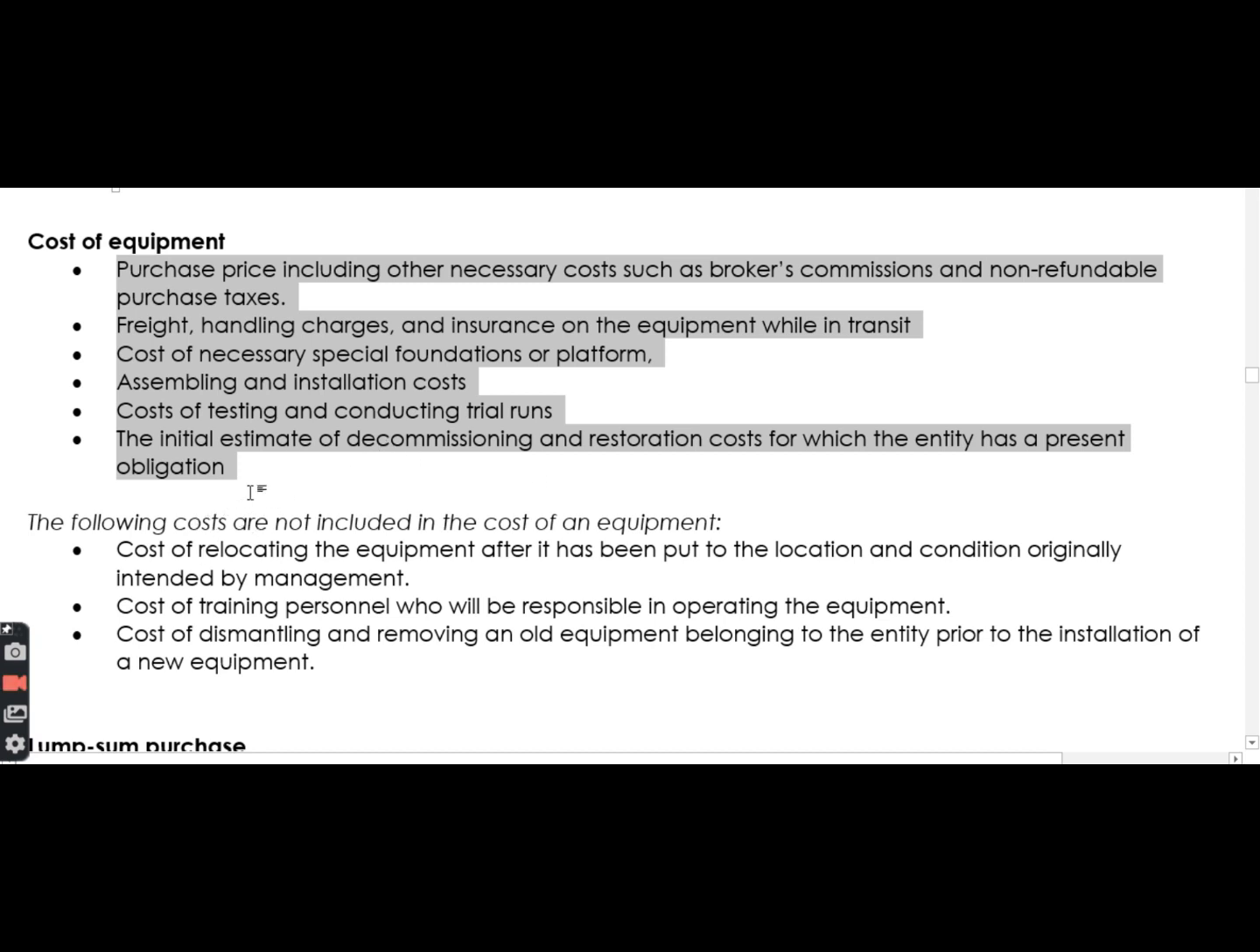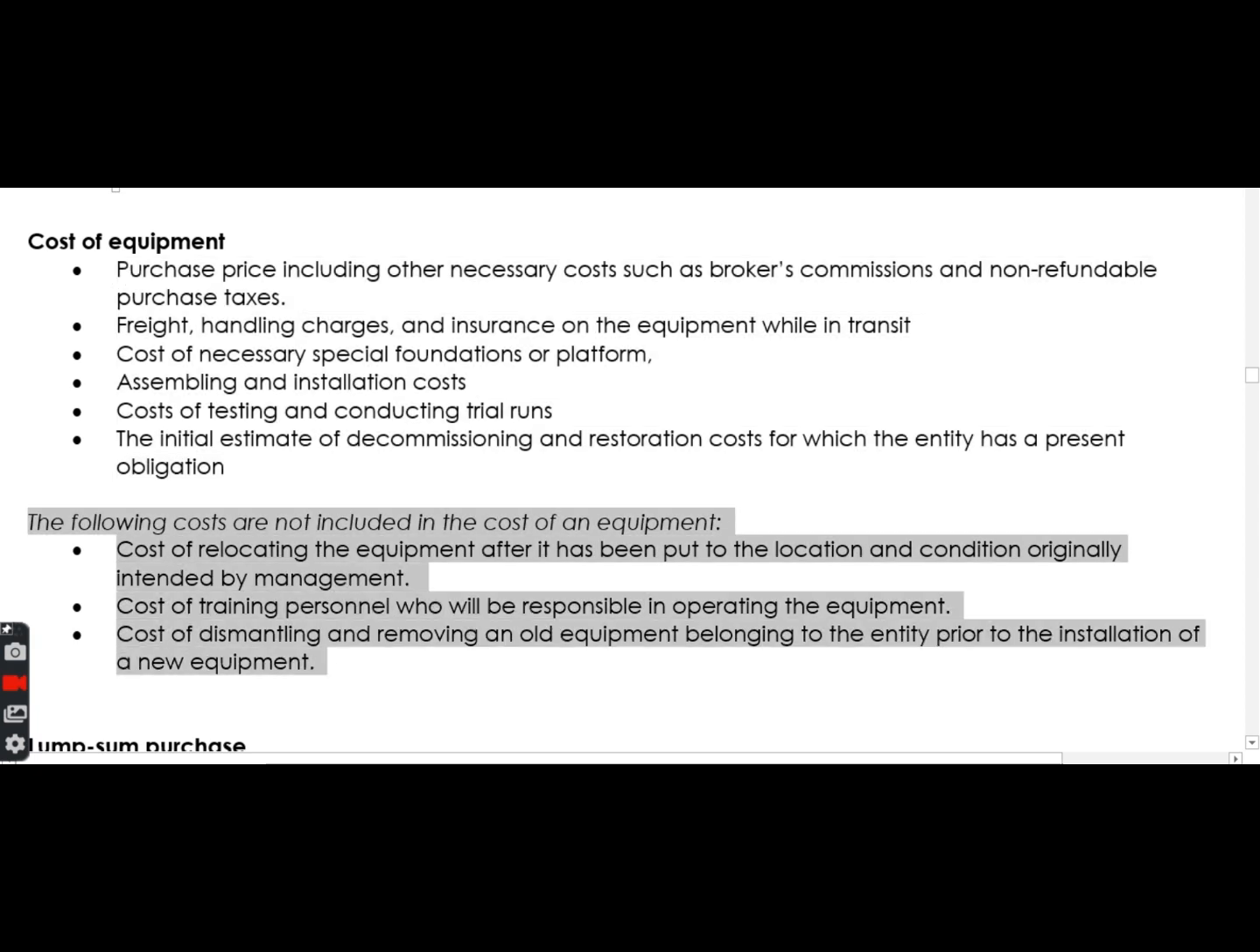Next, kailangan mo rin i-consider na itong mga to hindi siya capitalizable later on. Okay? So, yung relocating, pag kunyari na-install mo na, lilipat mo, relocating is a normal expense, it is not capitalizable. Cost of training, hindi din yan capitalizable. Cost of dismantling and removing the old equipment belonging to the entity prior to the installation of the new equipment.